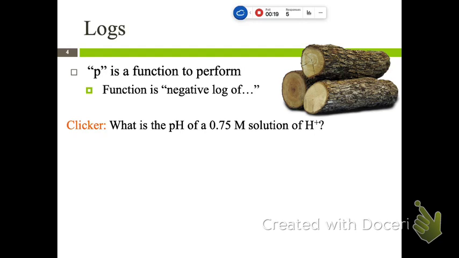Go ahead and click in your answer to the question. No, we're going to do question 3. Oh, sorry, we're on question 3. Question 3.